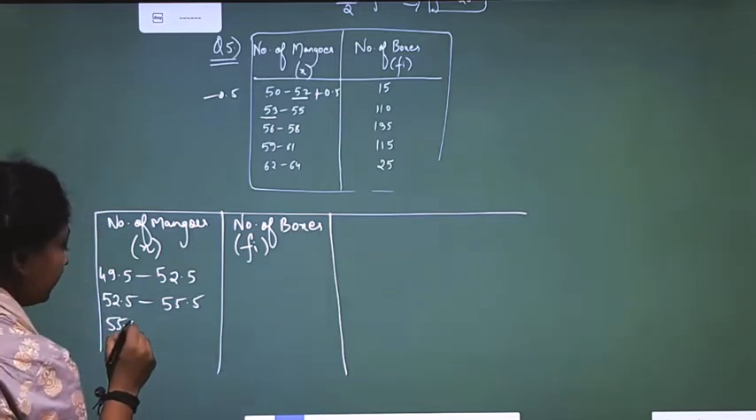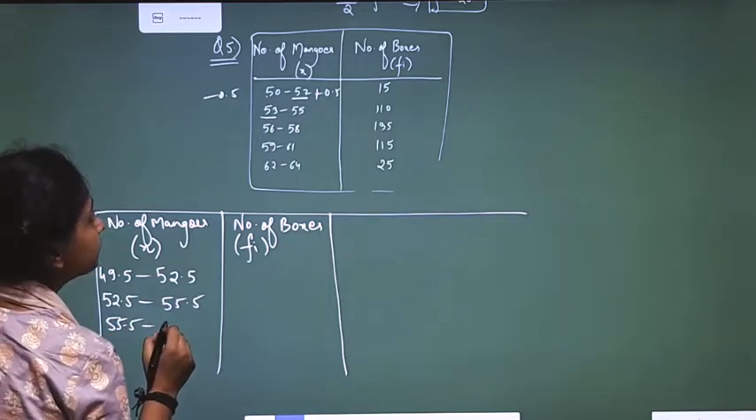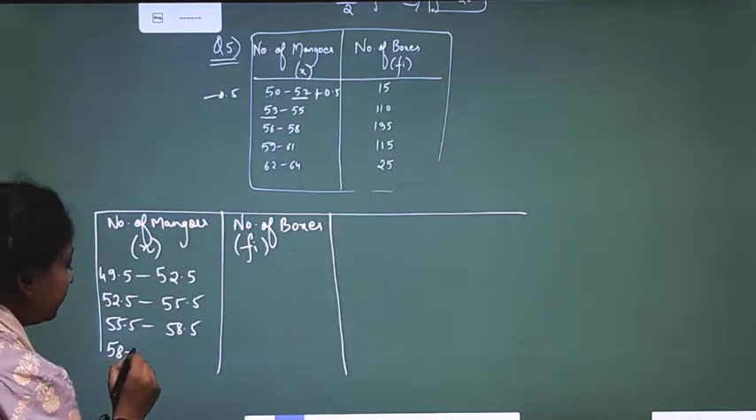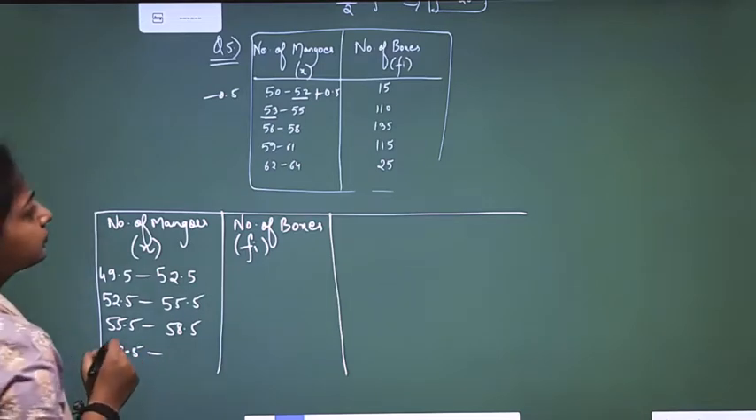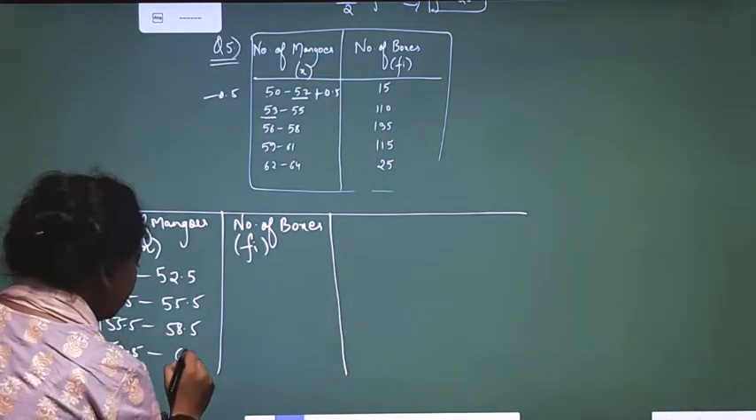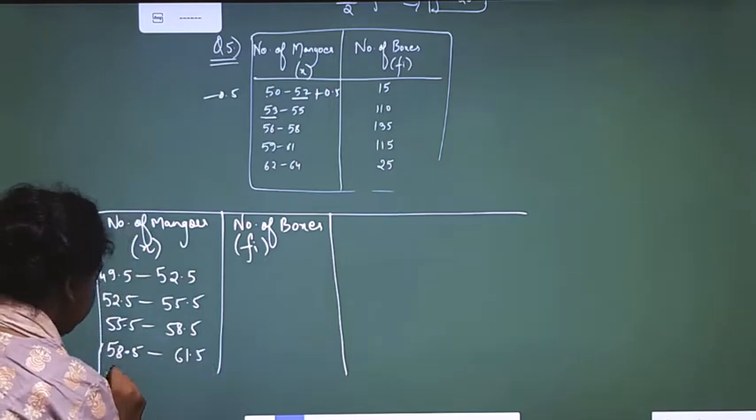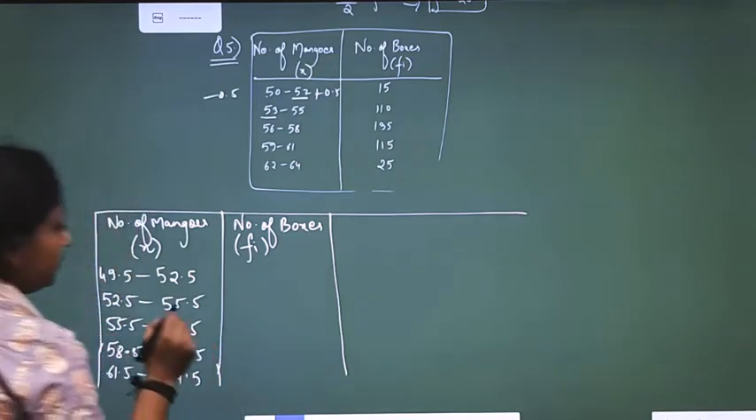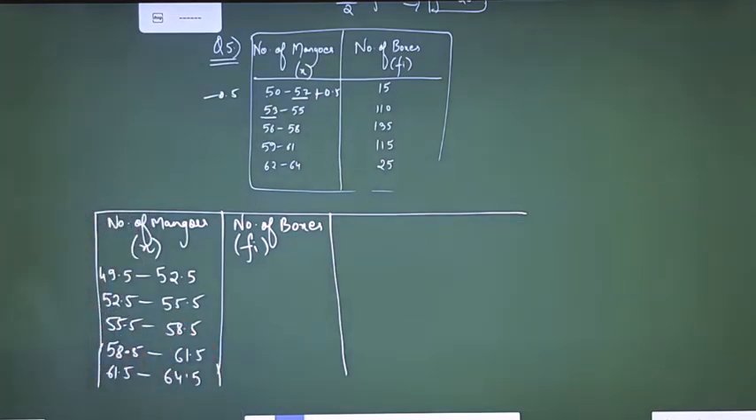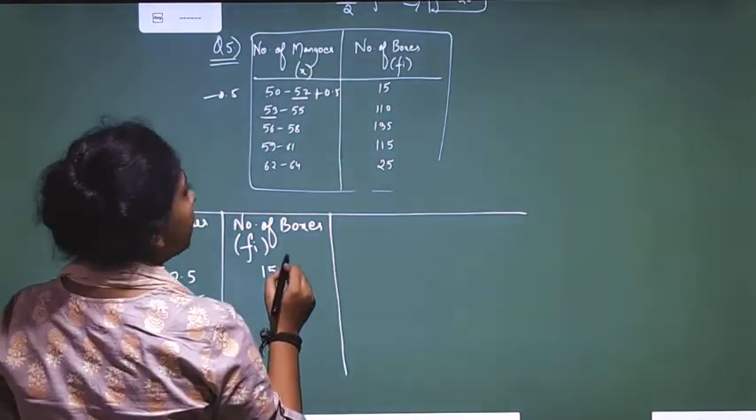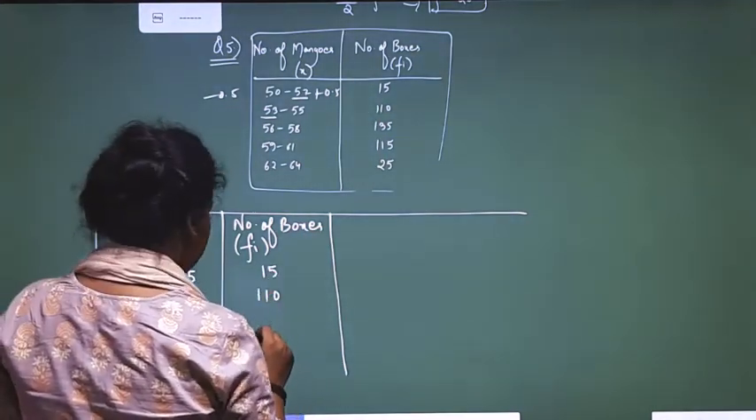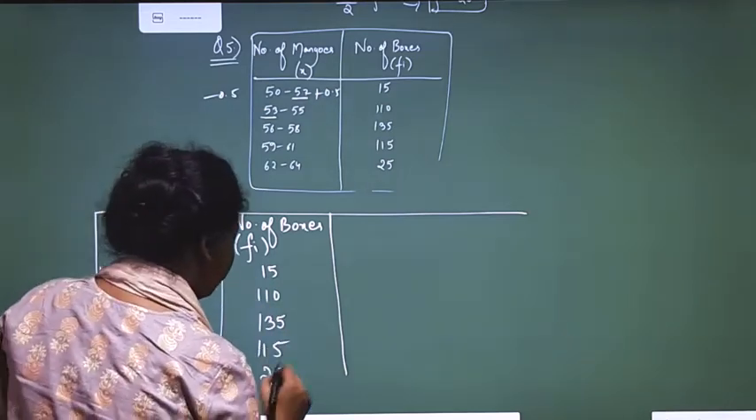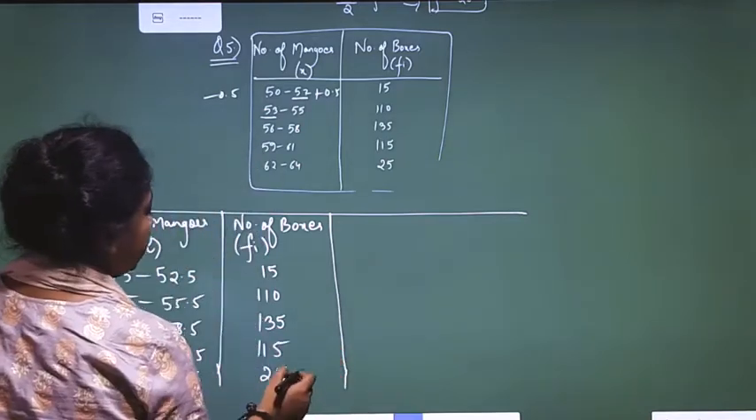Next will be 55.5 to 58.5. The next value will be 58.5 to 61.5. And the last will be having 61.5 to 64.5. So these will be the new class intervals and the frequency remains the same: 15, 110, 135, 115 and 25. Now see again, we have to find the mean.